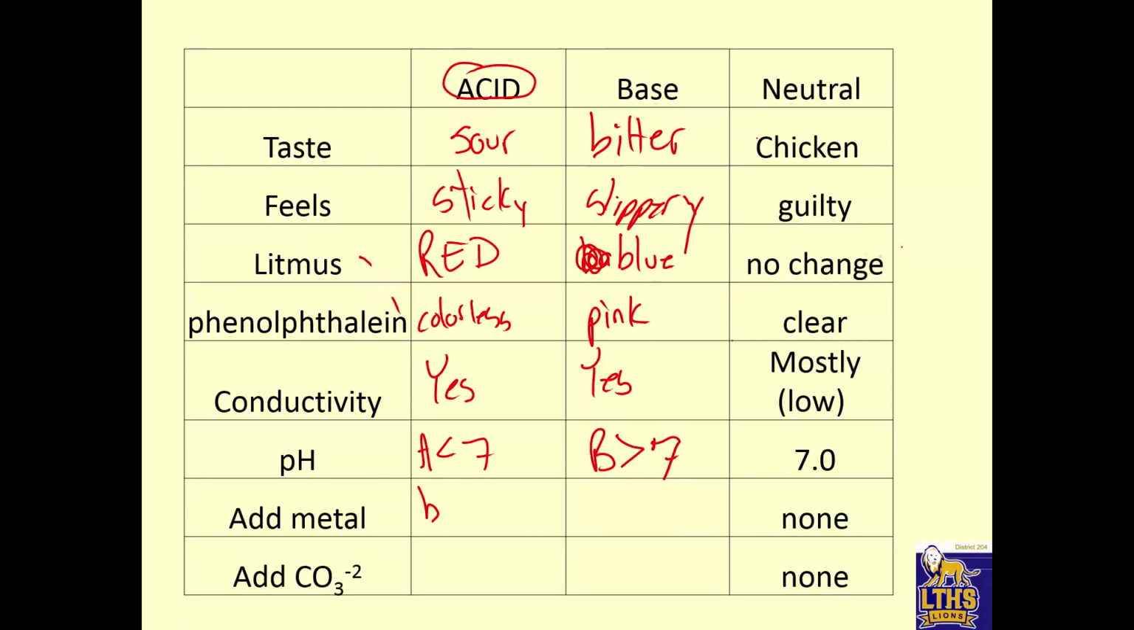Litmus won't change if it's neutral. Phenolphthalein will stay clear. Conductivity is mostly low or none, and that's important to add. pH is 7. And if you add a metal, no reaction.